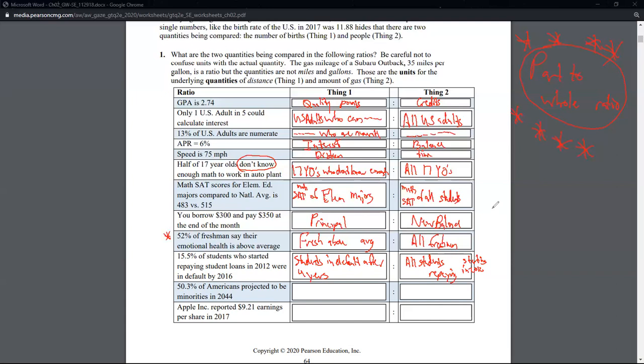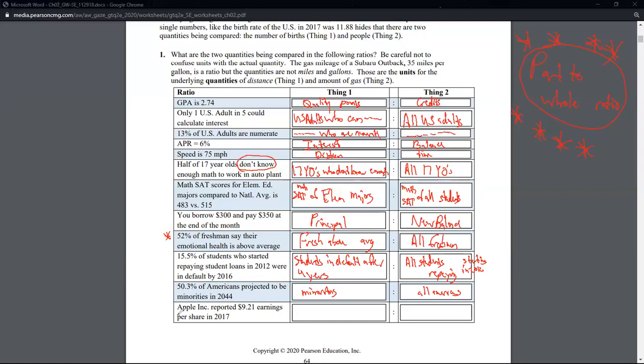50.3% of Americans projected to be minorities in 2044. And then Apple Incorporated reported 9.21 earnings per share. You know what? I don't want to. We're not going to do any guided worksheets on this. Let's just get these last two. So this next one is another part to whole. So this would be the minorities to all. And then whatever they're classifying as a minority here would also be classified as a minority here in comparison to all Americans. And then Apple reported 9.21 earnings per share.